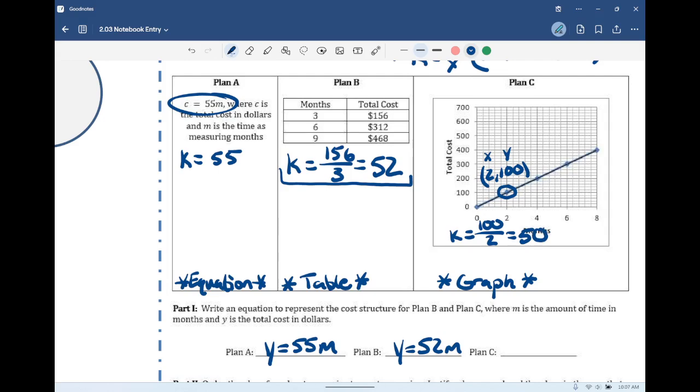Paula. One more time, just louder. Y equals 50m. There it is. So just to clarify real quick, Y stands for what? What does the Y represent in all three plans? I'm looking for hands. Eden. The total cost. Okay, it's for the total cost, and the M stands for what? Raise your hand. Paula. Months.